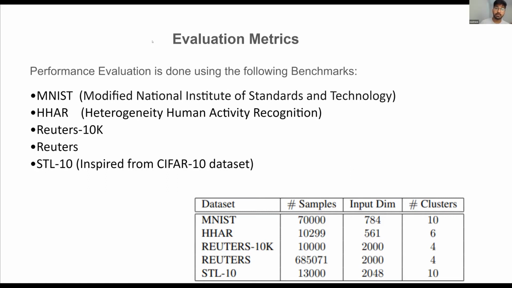The other benchmark that we are using is Heterogeneity Human Activity Recognition, which is basically the patterns generated from smartwatches and smartphone devices. They generate patterns based on activities like jogging and walking. So based on those activities, the patterns are generated. That's the HHAR data set.